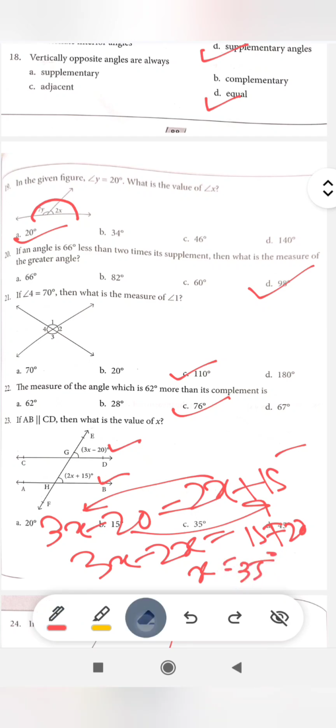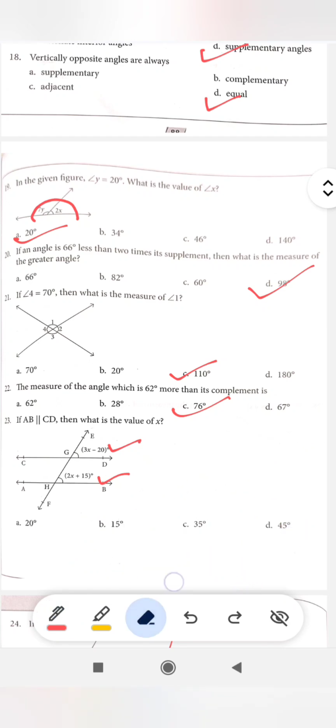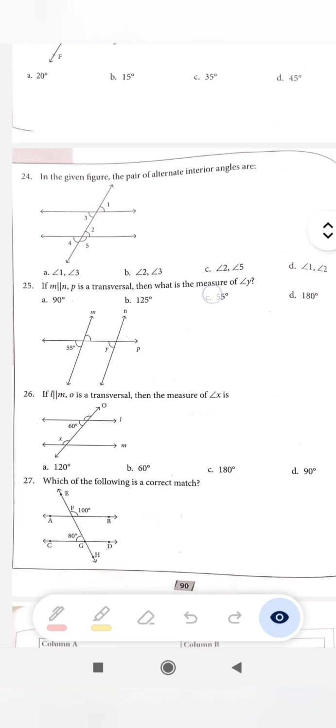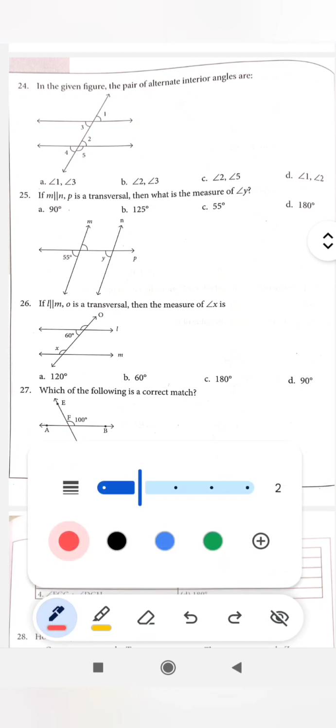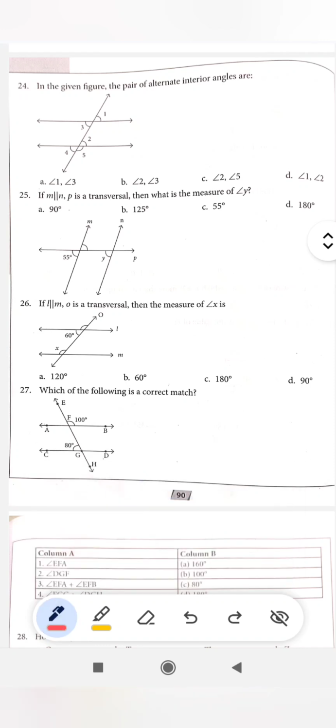Okay, let me erase. Yes, that is, option C is the correct answer. Now come to the next question. Question number 24. In the given figure, the pair of alternate interior angles are what?